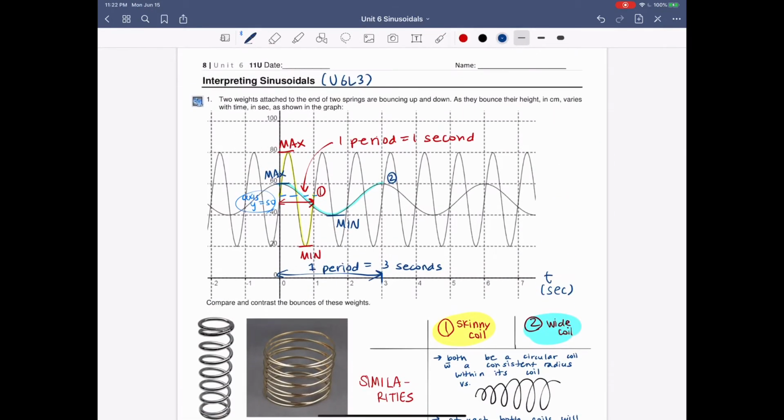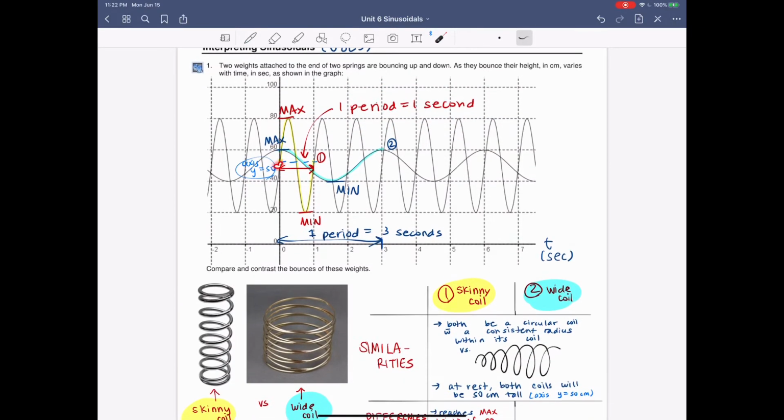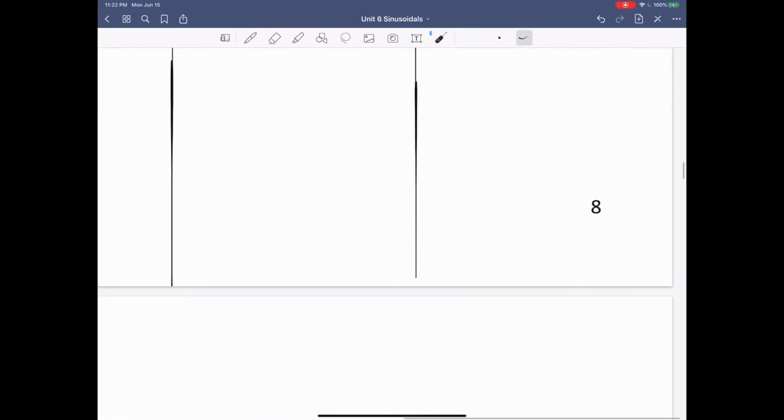Another thing we can note is that we already wrote that at the beginning, but it would take 1 second for it to start at its original position, reach its max height, and then coil down to its original spot, get really short, and then come back to its original position. That cycle is going to take 1 period.